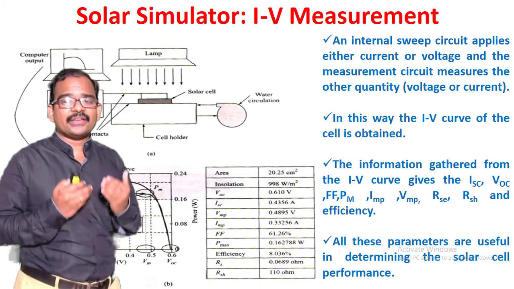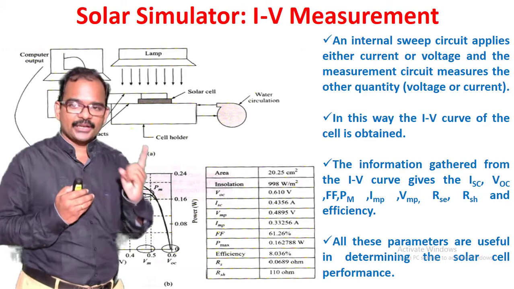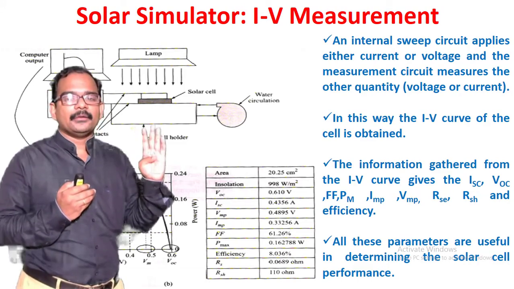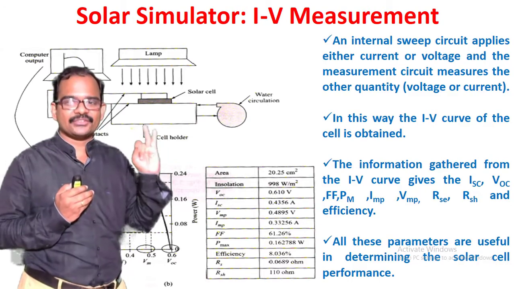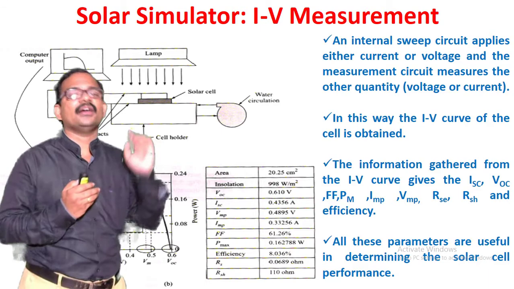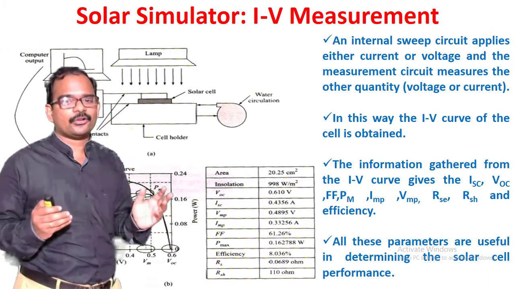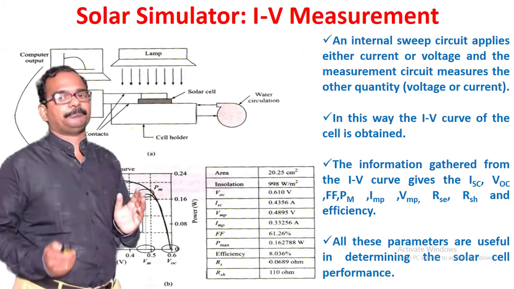So the information gathered from the IV curve gives the short circuit current, open circuit voltage, fill factor, maximum power, current at maximum power point, voltage at maximum power point, series resistance, shunt resistance and efficiency of a solar cell. So all these parameters are useful in determining the solar cell performance.